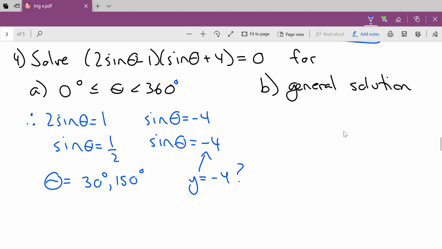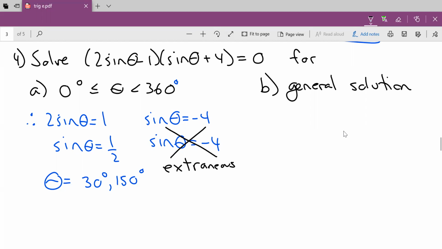Okay, no, we can't. The largest y value we can ever have on the unit circle is 1, and the smallest y value we can ever have on the unit circle is -1. So what this is here is a bit of a trick. Not a trick, but I need you to recognize that this isn't a solution. So what I want you to do is cross it off, and you're going to call this extraneous. It's not going to give us an answer.